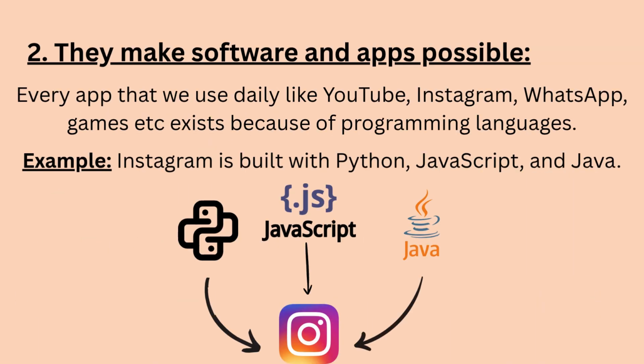They make software and apps possible. Every app that we use daily, like YouTube, Instagram, WhatsApp, games, etc., exists because of programming languages. Example: Instagram is built with Python, JavaScript, and Java.